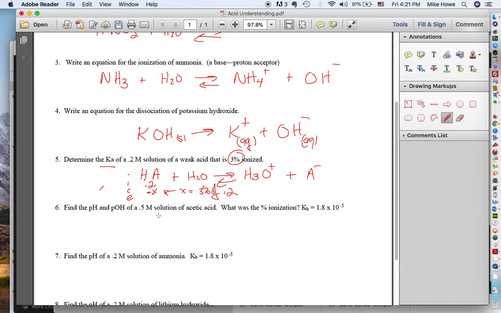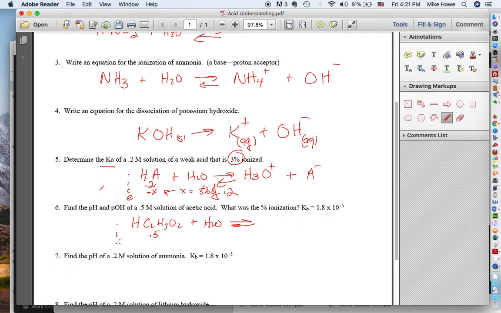All right, we're going to find the pH and the pOH of 0.5 molar acetic acid. So acetic acid is this. You're going to react it with water. Weak acid, so you have double arrows. Okay, we need to find the percent ionization. You know the original concentration is 0.5. Now again, you're going to finish this equation. I'm not doing that for you.